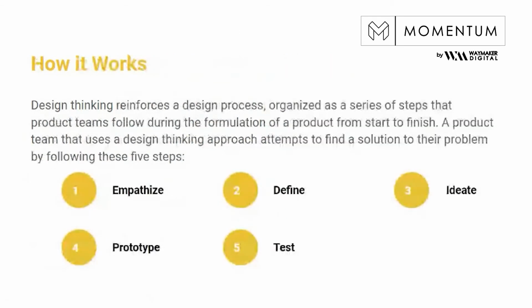So how does design thinking work in this light? Design thinking reinforces a design process. It is organized as a series of steps that product teams follow during the formulation of a product from start to finish. A product team that uses a design thinking approach attempts to find a solution to their problem by following these 5 steps: empathize, define, ideate, prototype, and test.